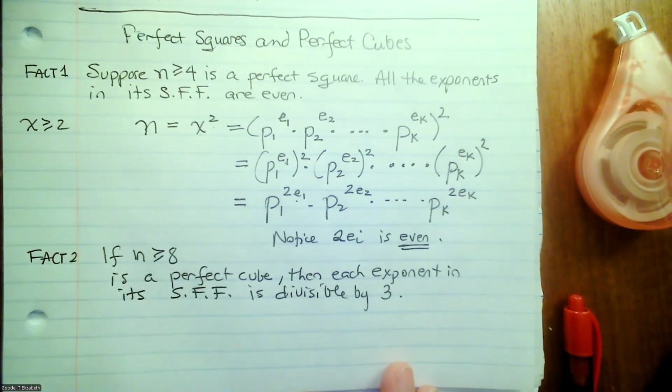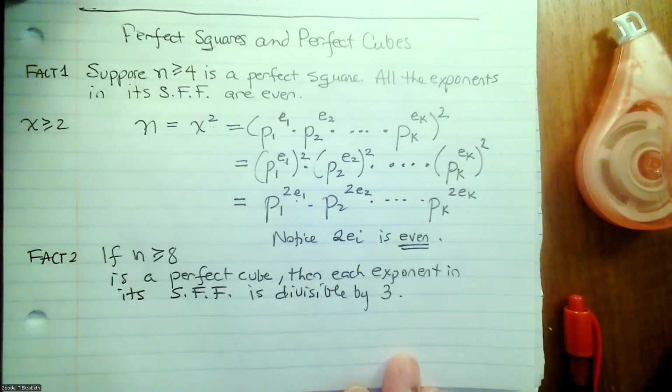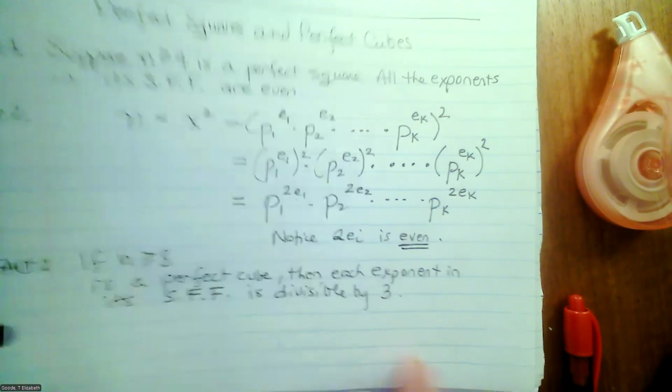And so one of the games that we played was, is a particular integer a perfect square? If so, its square root should be an integer. But the other way to figure out if it's a perfect square is to look at its standard factored form, which would have all even exponents. So remember this one.